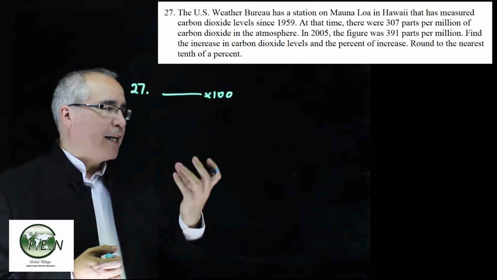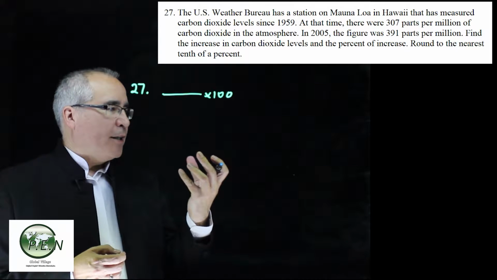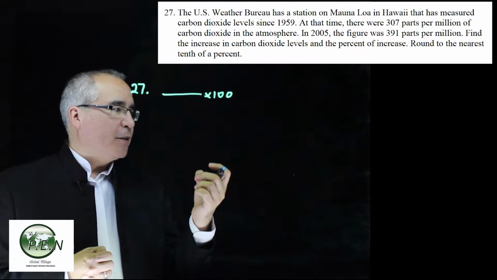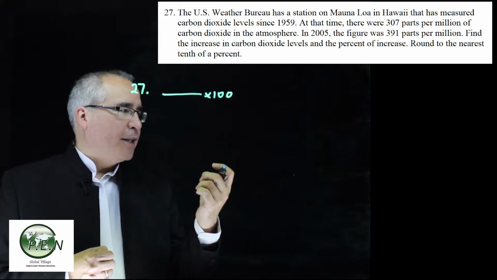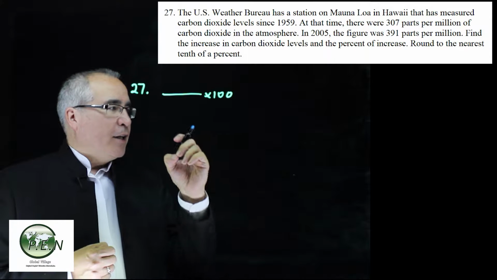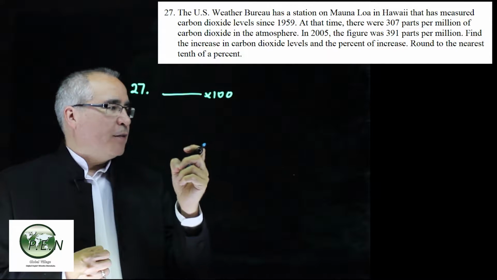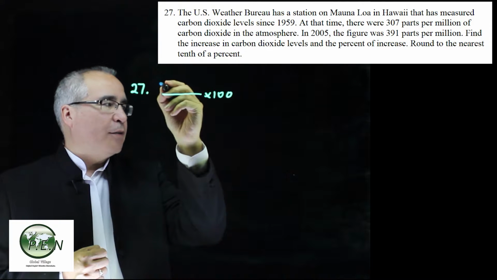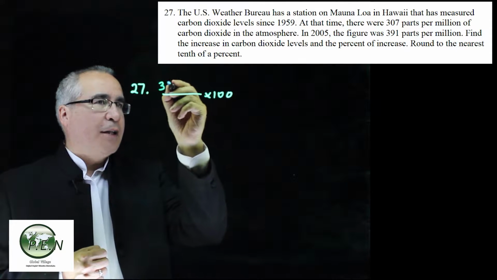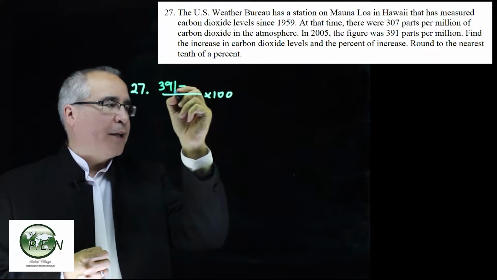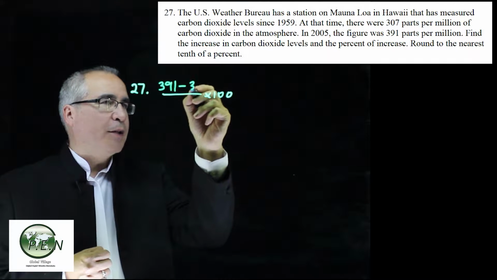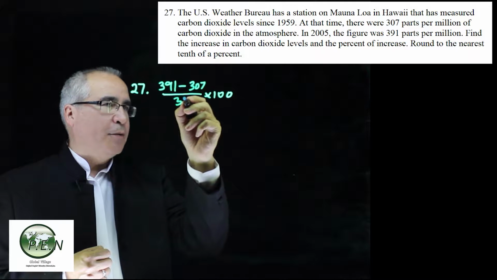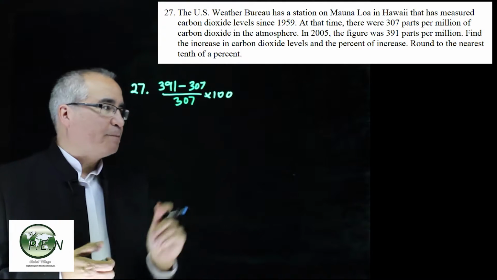Well, I see 1959, that's a time, 307 parts per million. That's looking like a number, and I see 391 parts per million. It's 2005, that's a time. So I see a new value and an old value. Which one is the new one? Well, the one in 2005. So the new always goes first. 391. The old value, the older one, was 307. And we're going to divide by the old value because the old is always in the basement.